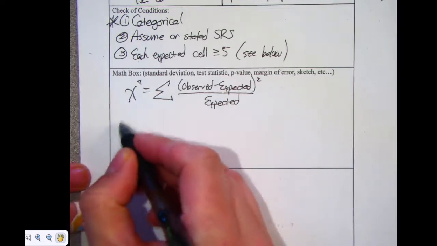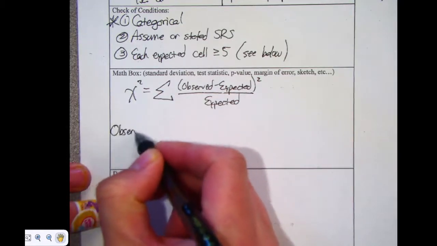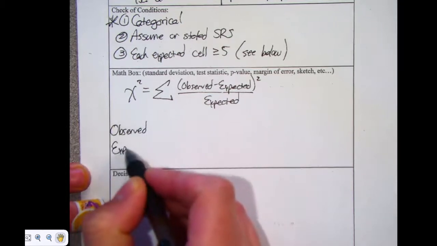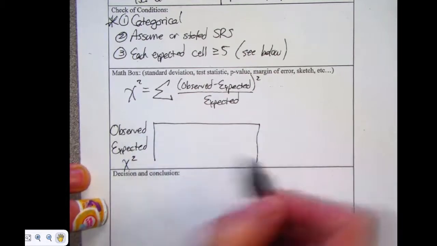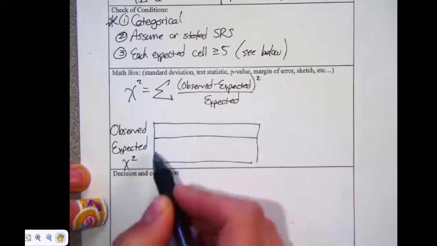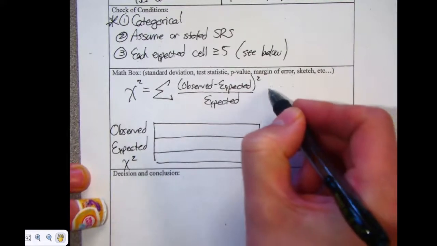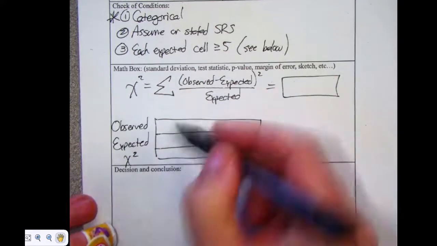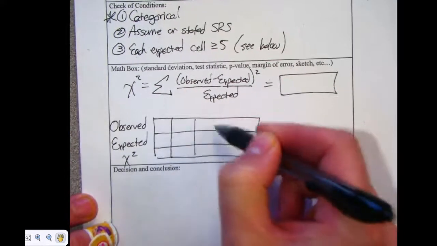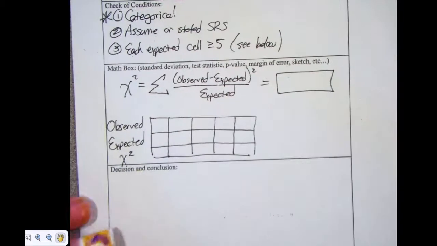You're also going to make a little table where you list observed, expected, and then chi-squared. Depending on how many categories, you're going to list the observed, the expected, and the chi-squared for all of it. In this case, there's 5. It could be 3, it could be 4, it could be whatever, but you're going to have to figure those things out for every category.